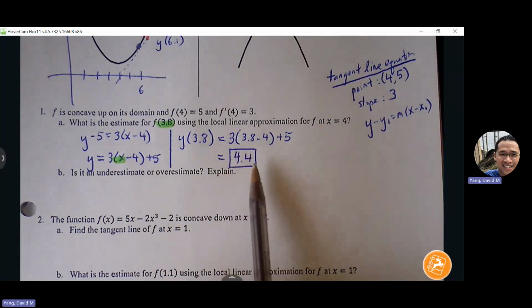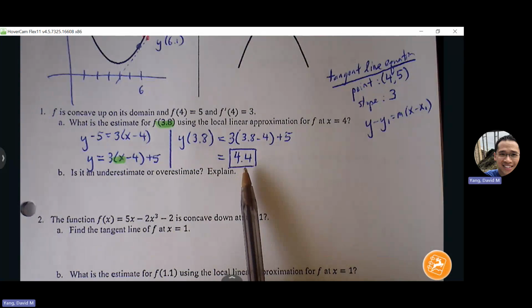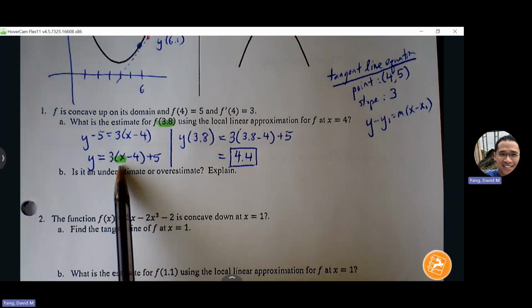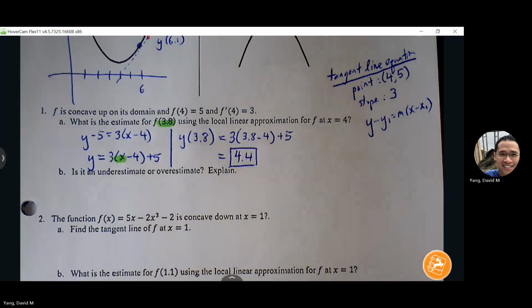All right, so the only thing new is we're plugging a decimal into the tangent line equation that you already know how to do. Okay? That's all it is. That's linear approximation. It sounds complicated, but really you're just plugging a decimal into your linear equation. Any questions?